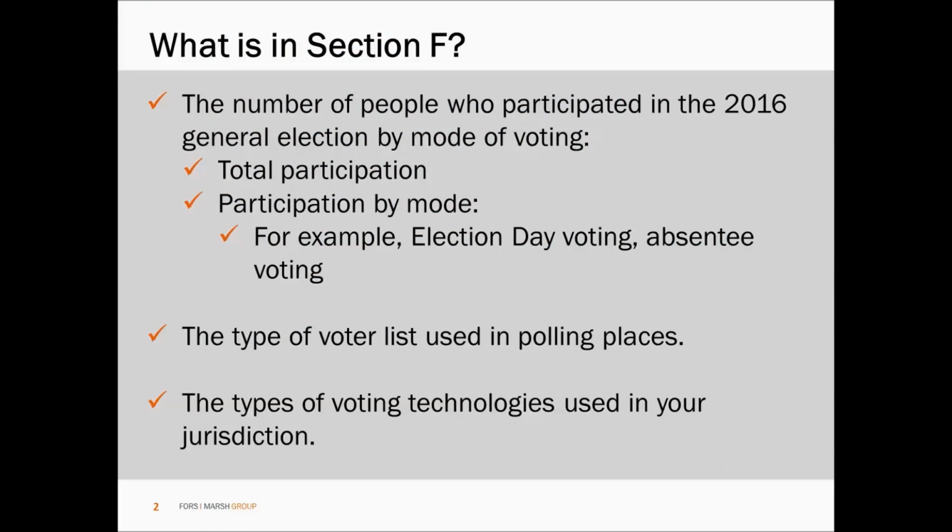So what is in Section F? Section F covers three primary topics. First, the number of people who participated in the election and the mode that they used to participate. Second, the type of voter list that was used in the polling places in the 2016 general election. And finally, the types of voting technologies that were used in your jurisdiction.